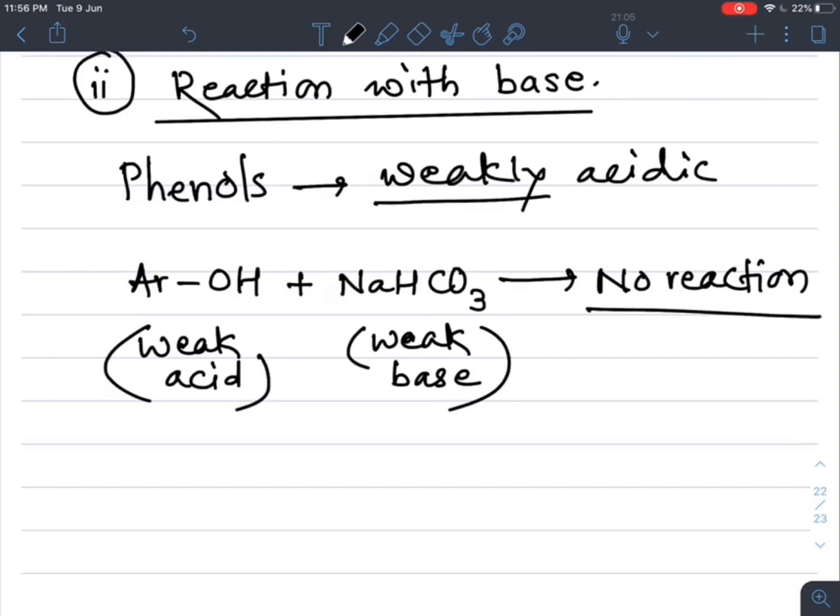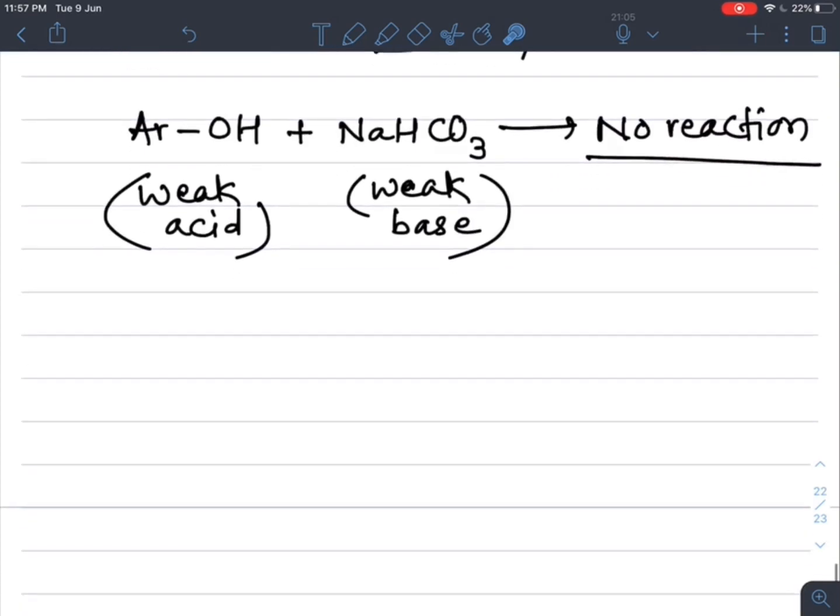So the OH bond does not break and remains intact when this phenol, that is carbolic acid, is treated with a weak base, that is sodium bicarbonate, also called sodium hydrogen carbonate. The breakdown of the OH group does not take place with this weak base, and there is no reaction.